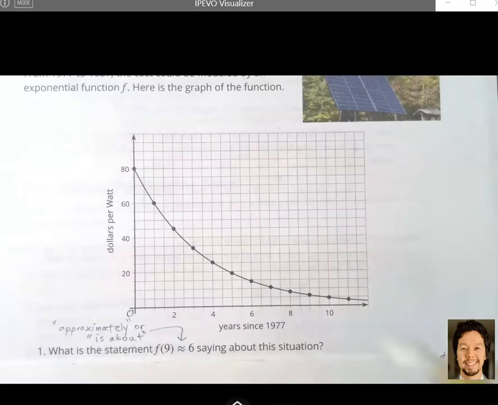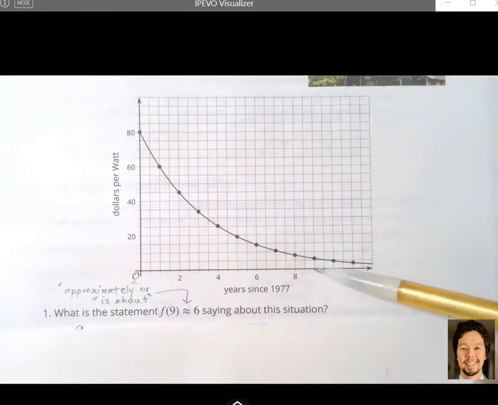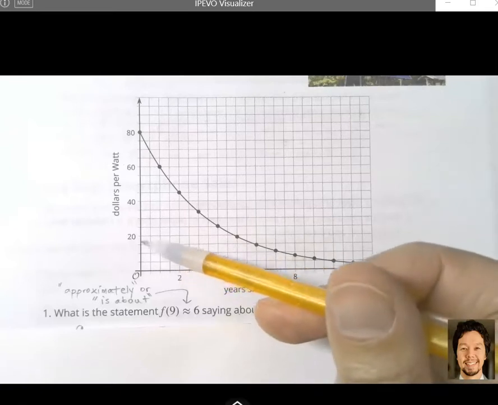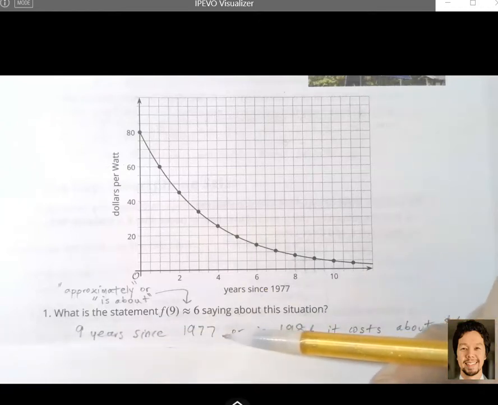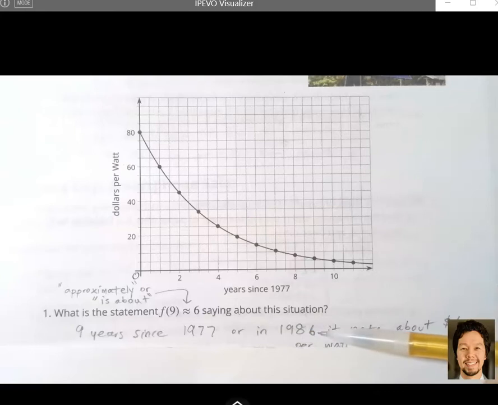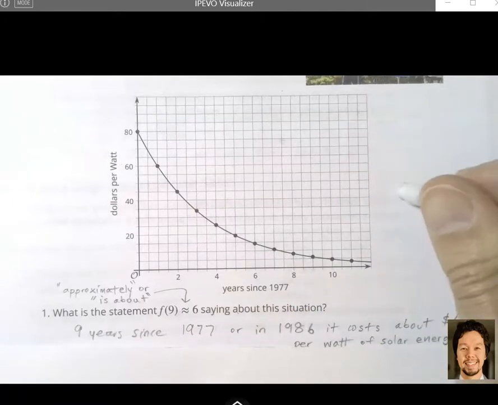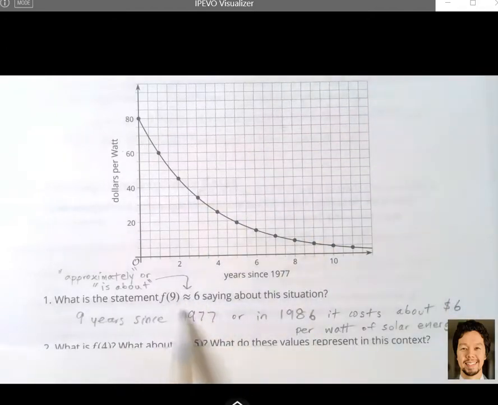So if we look closely, we can find that 9 years is right here. f of 9 is about 6, because here we're going by 5s, 5, 10, 15, 20. So it means that 9 years since 1977, in other words, 1986, right? Because remember the x-axis means the years since 1977. So 9 plus 1977 is 1986. So in 1986, it costs about $6 per watt of solar energy. That's how you would interpret this statement here.